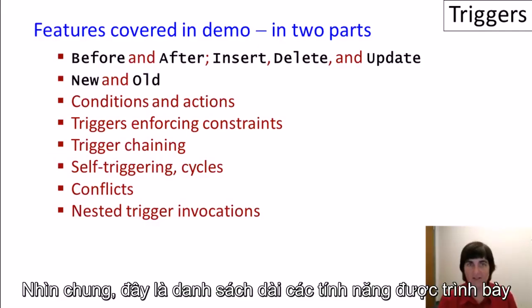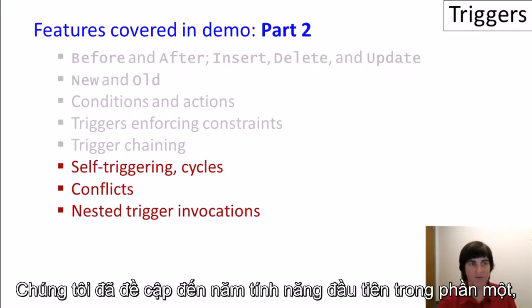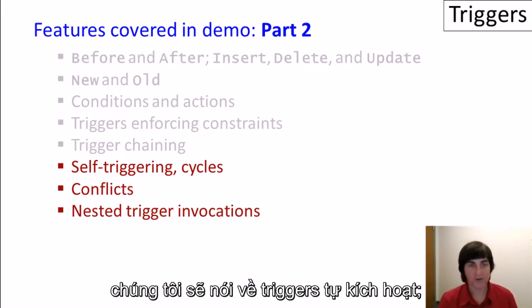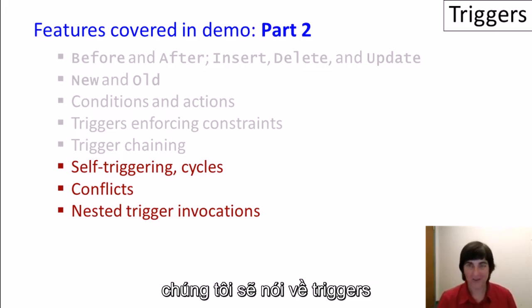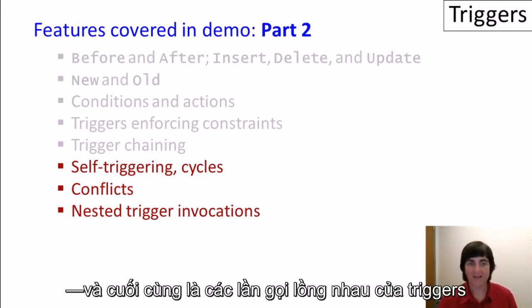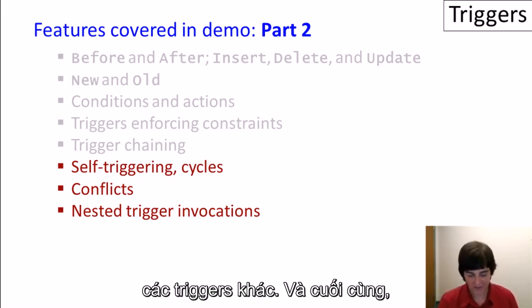Overall, here's the long list of features that are being covered in our two-part demo. We covered the first 5 features in part 1. So in part 2, we'll be talking about self-triggering triggers. We'll be talking about triggers that have cyclic behavior, conflicts, that means when we have multiple triggers triggered at the same time, and finally nested trigger invocations when the action part of a trigger triggers additional triggers.